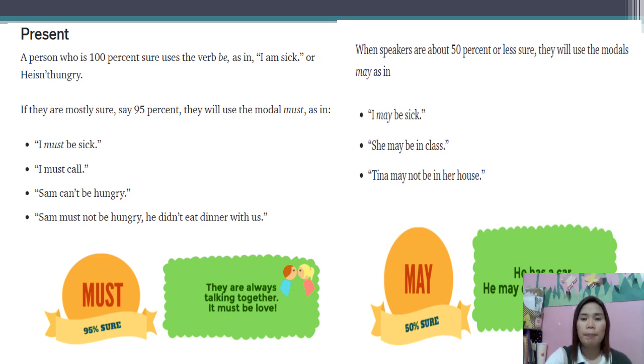"She may be in class." "Tina may not be in her house." So that is 50% or less sure. Okay, so that's the use of modals.